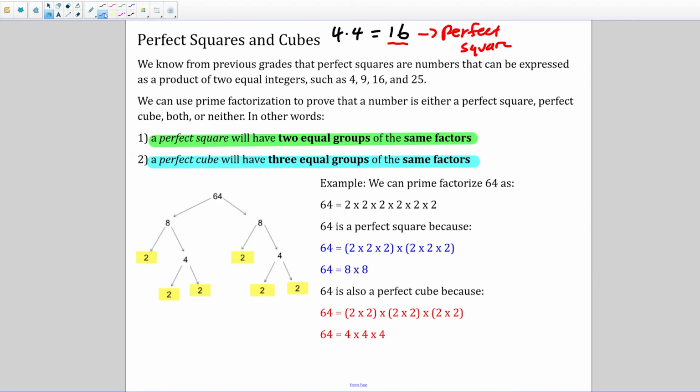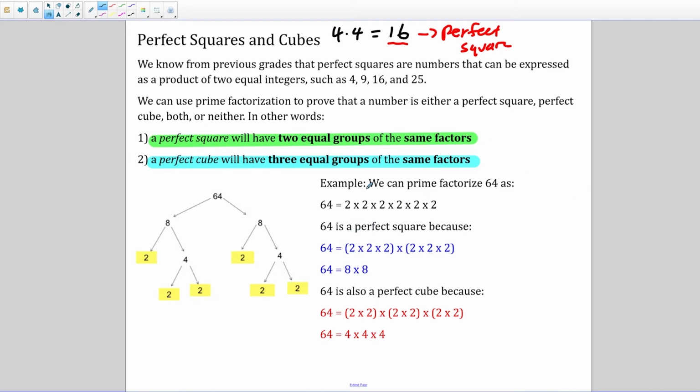So the way that we're going to go about doing this is using a factor tree. So we're going to prime factorize the number 64 here using a prime factor tree. And we notice that we end up having 6 factors of 2. So 2 times 2 times 2 times 2 times 2 times 2.